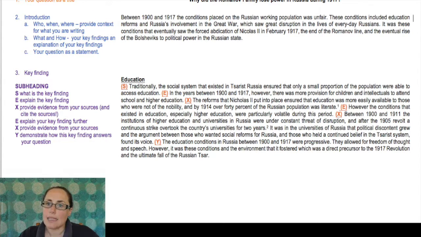Then an E explains that key finding. So it could be what is education, it could be why that education wasn't accessible. It could be who accesses that education. And X should be the examples that you found that support the evidence that you've got. So in this case, I have put that there was a guy called Nicholas II and he allowed education to be more accessible by more people. Because that is evidence that I found, that has to be cited.